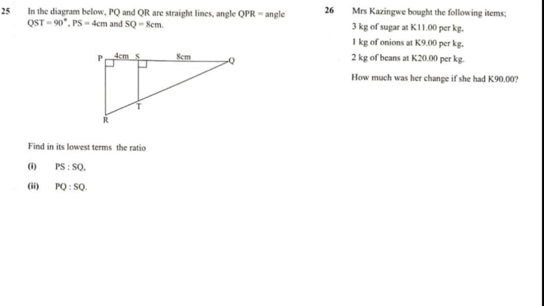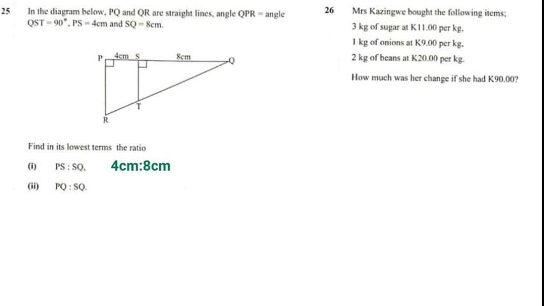Then after you have done that, you can now go to the actual question, which is: find in its lowest term the ratio of 1, PS to SQ, 2, PQ to SQ. Okay, so what we need to do is we go back to the diagram. So we look at the value of PS, which is 4 centimeter. So we can write 4 centimeter there. Then we also look for the length of SQ, which is 8 centimeter. So we can say 4 centimeter to 8 centimeter.